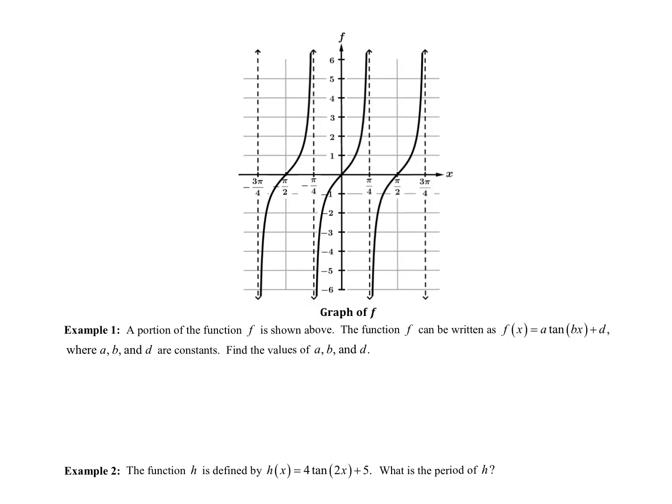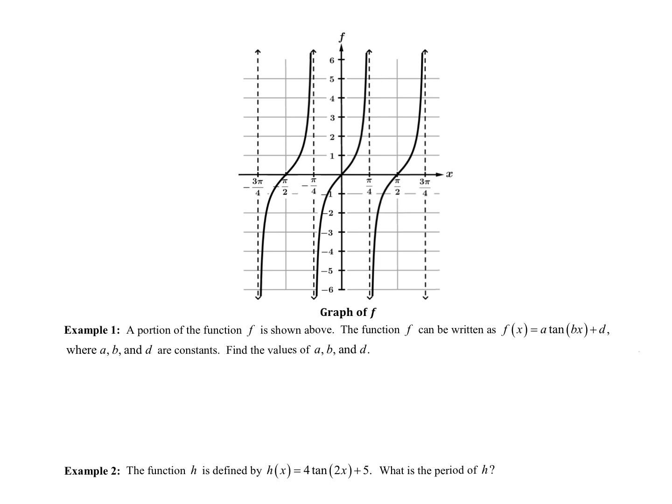Okay? Example 1. A portion of the function f is shown above. The function f can be written as f of x equals a tan of b of x plus d, where a, b, and d are constants. Find the values of a, b, and d. All right, so this one's kind of hard to solve for a because it doesn't give a specified point, but we're going to do this one anyway. So let's find b.